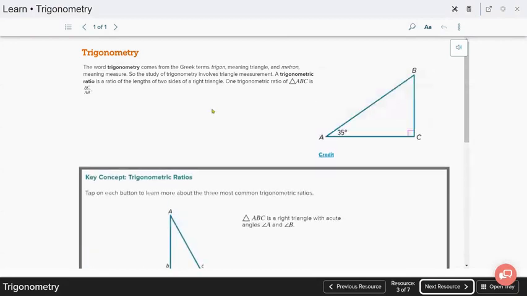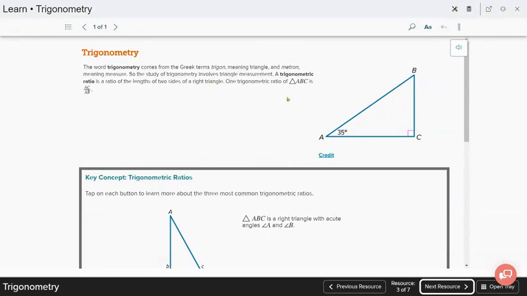Okay, so this lesson is going over trigonometry. Trigonometry is the study of basically angles and sides in right triangles. Actually, they don't have to be right triangles, but we're going to focus on right triangles. A trigonometric ratio is a ratio of the lengths of two sides of a right triangle.